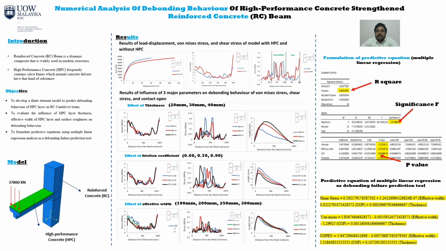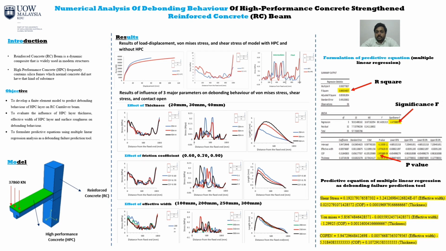For the first result, which corresponds to the first objective, it shows the results of bond mixture stress, shear stress, and load and displacement for the model with HPC and the model without HPC. From these three graphs, we can summarize that the model with HPC contributes less bond mixture stress, shear stress, and displacement compared to the model without HPC, and it is proven that the model with HPC contributes less stress and less work that prevents debonding from happening.